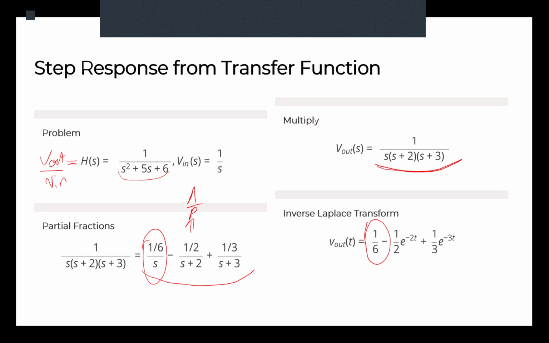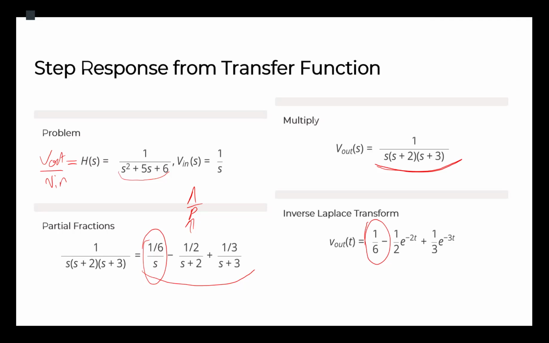Now, the same goes for the next term. It's s plus 3, so we have e to the power of minus 3t times the general function of that term.